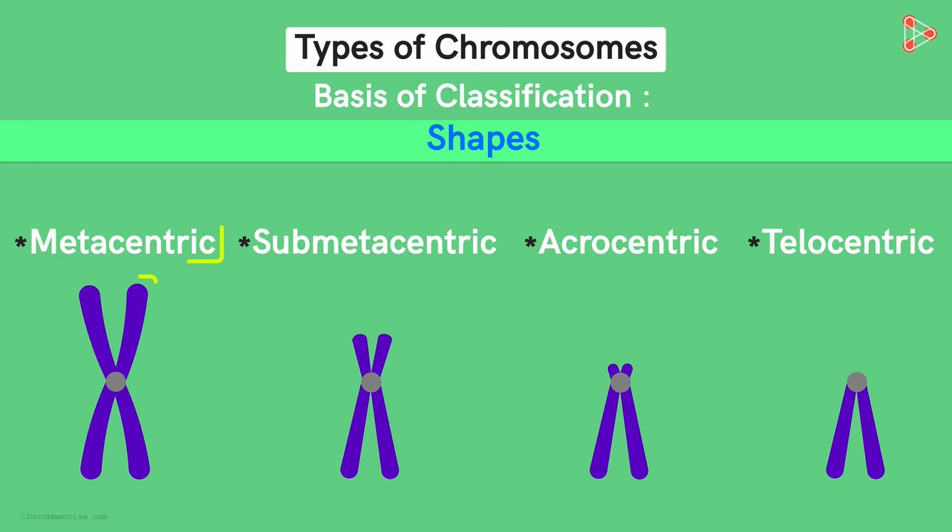This one is called metacentric type. As we can see, the centromere is placed almost exactly at the center. The 2 arms seem almost of the same length. We can say that the centromere is placed somewhat in the middle of the complete structure. Now the next type is the submetacentric. Here, the centromere is placed slightly away from the center. As a result, the 2 arms of the chromosome appear unequal.